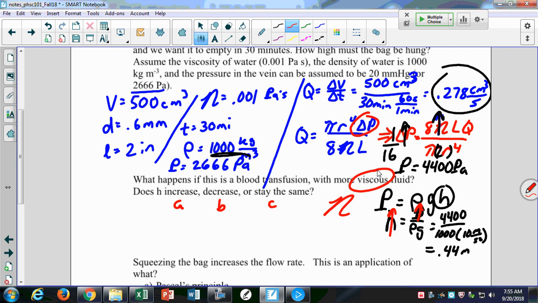Let's say that I have an IV bag, and I want to keep the flow rate constant. And let's say I use a bigger needle. I go from a needle that's itty bitty to a needle that's bigger. What would I have to do to the height of the bag then? Would I have to increase the height of the bag, decrease the height of the bag, or would it stay the same? I go from a small needle to a big needle. Then what happens to the height of the bag?